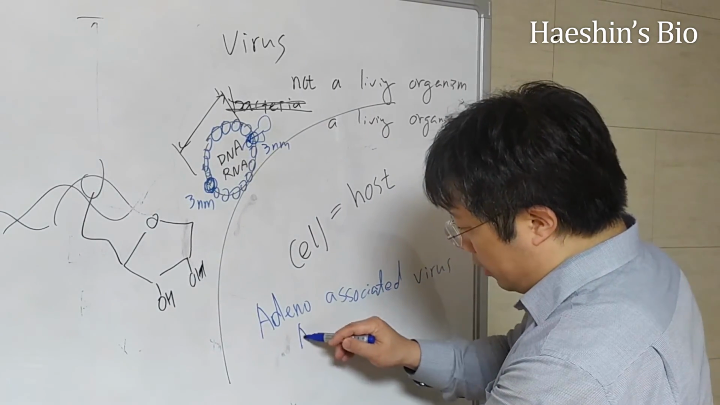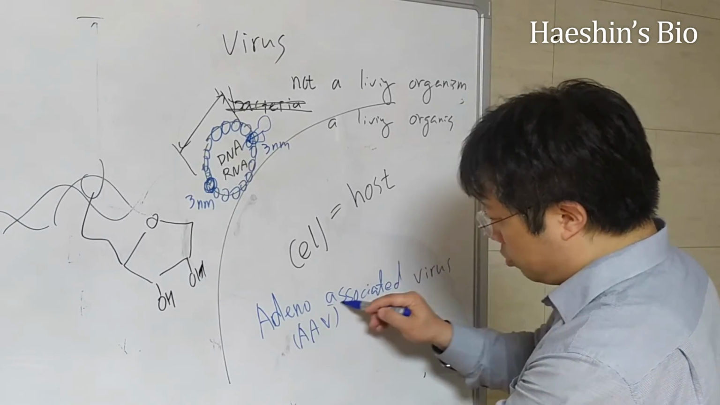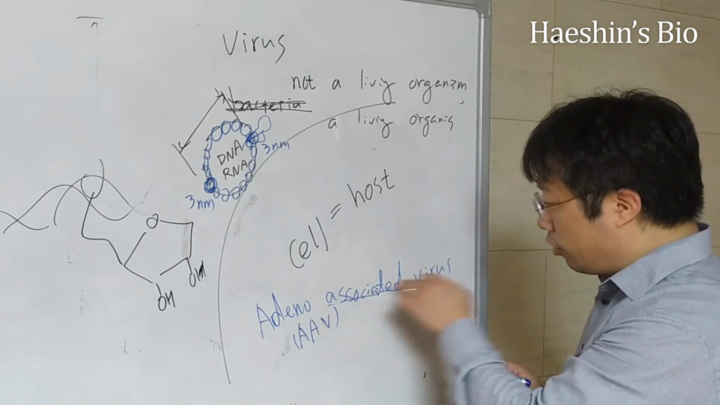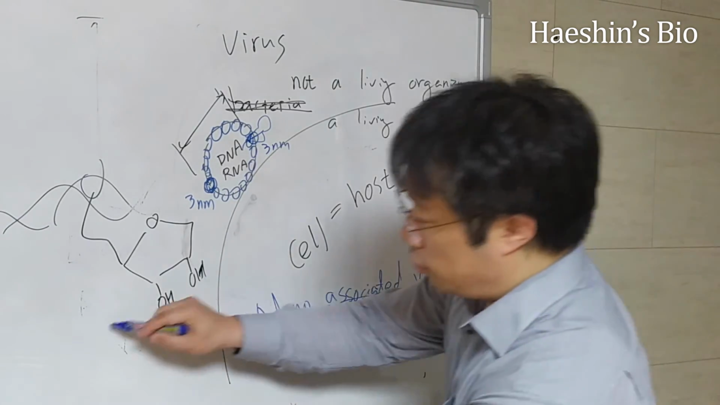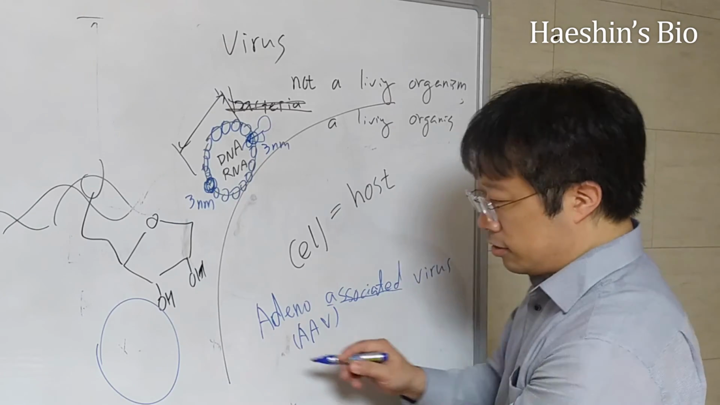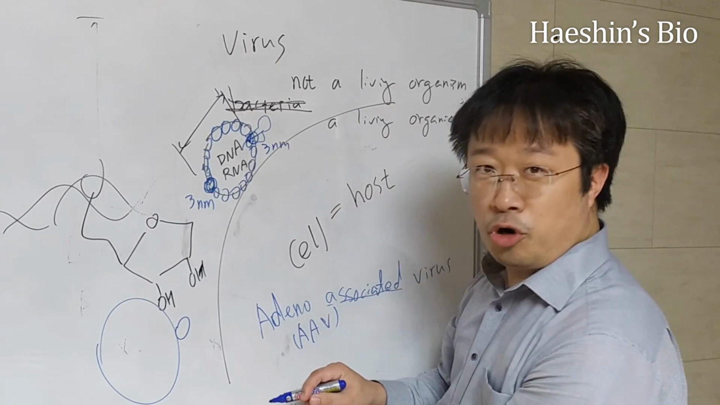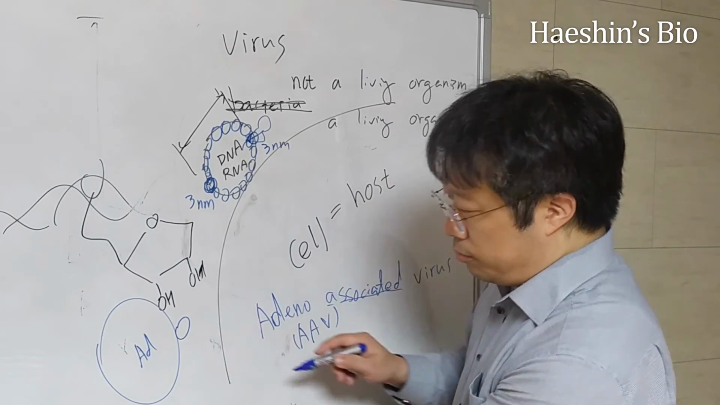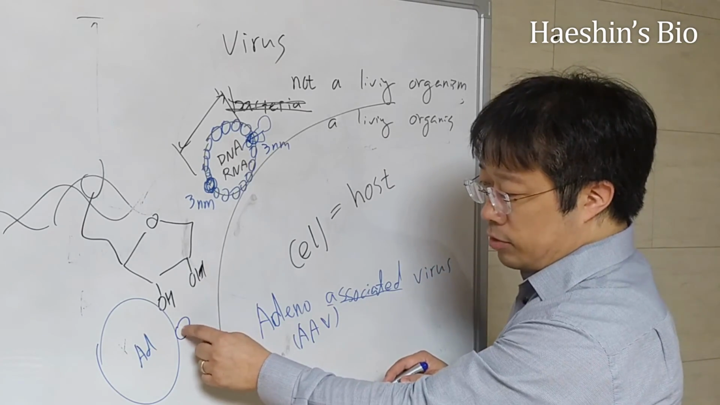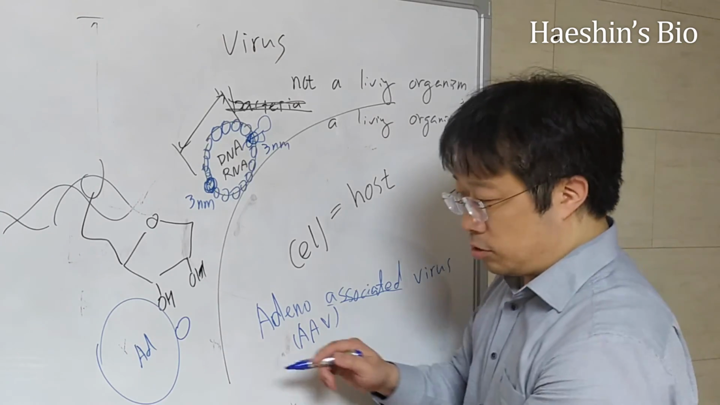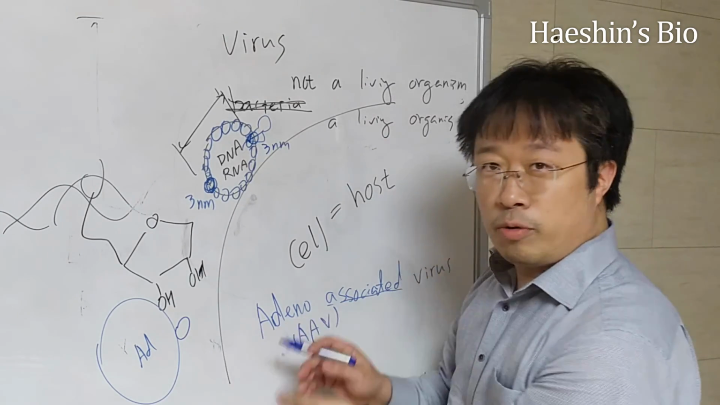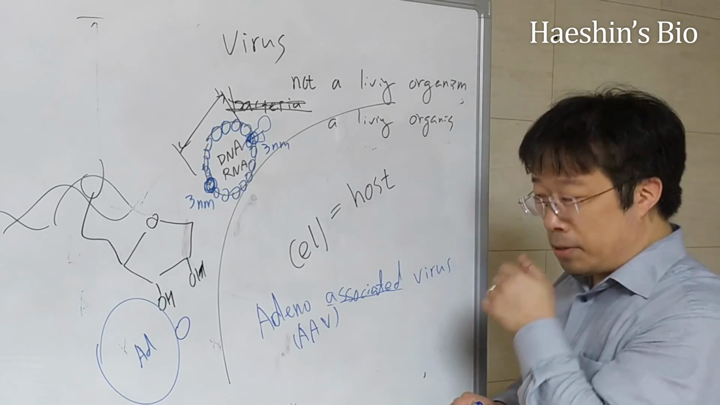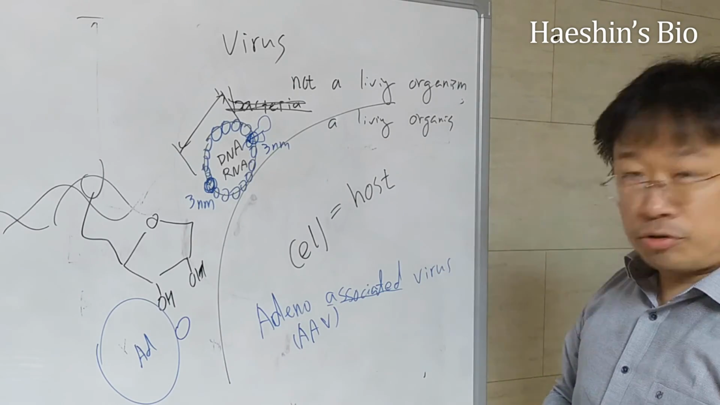This is called AAV. The "associated" means that people found adenovirus first, but they found that adenovirus, which is this big, always has another, daughter-like virus attached to it. People wondered what this was, and eventually found out that it is also a virus, but it always comes with the adenovirus. That's why they call it adeno-associated virus.